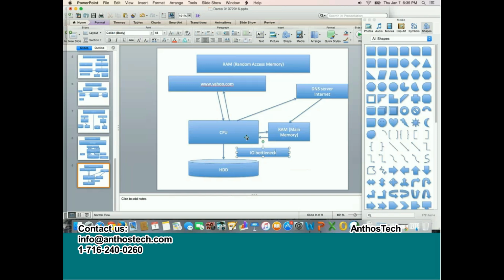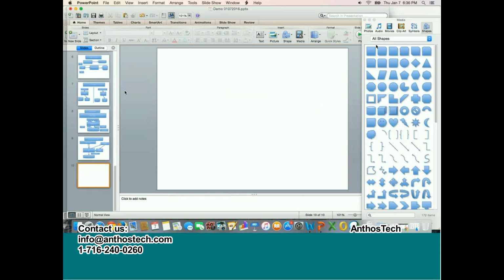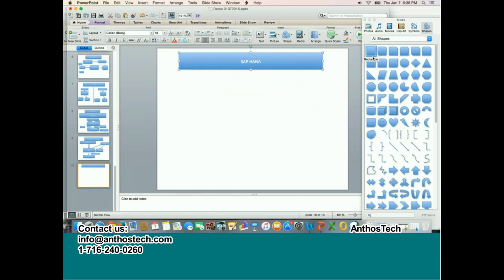So SAP started thinking that if we can replace this hard disk drive with the main memory, then the operations will become very fast, because that will remove this IO bottleneck or input-output delay, and that will improve the data retrieval process. For that purpose, they started several projects internally. They started a student project, and the result of all these projects is SAP HANA.